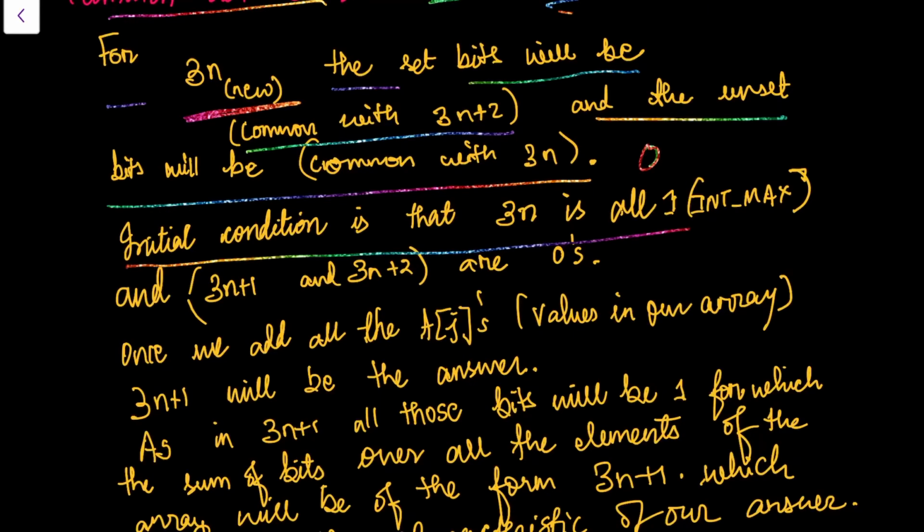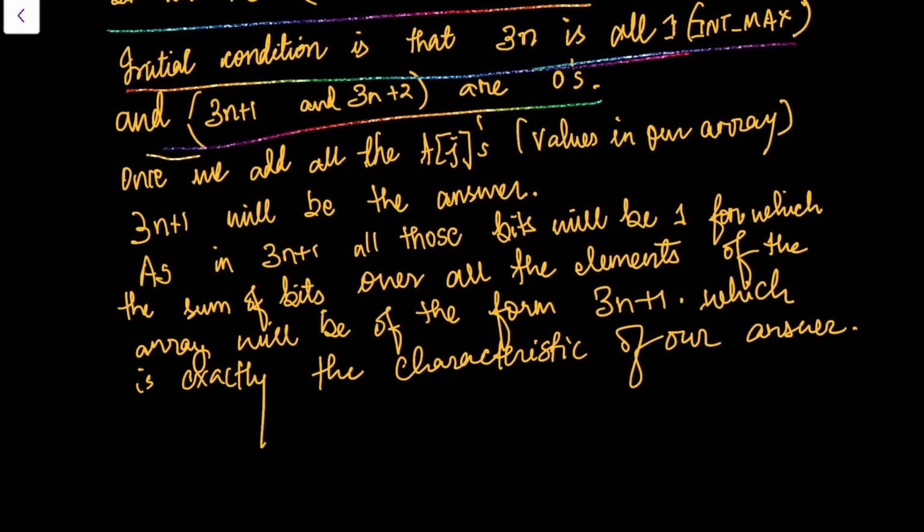Similarly for 3n plus 1, you have to understand from the code. I'll give you the code. So 3n plus 1, at which positions will it be 1? Common with 3n, whichever positions are there, that will be 1 in 3n plus 1, and common with 3n plus 1 will turn those bits to 0. The rest of the bits will remain the same. Similarly for 3n plus 2, common with 3n plus 1 will be turned on, common with 3n plus 2 will be turned off. Okay, so the initial condition: 3n is all 1, as I've already explained, and 3n plus 1 and 3n plus 2 are all zeros.